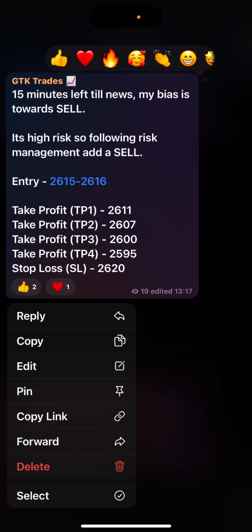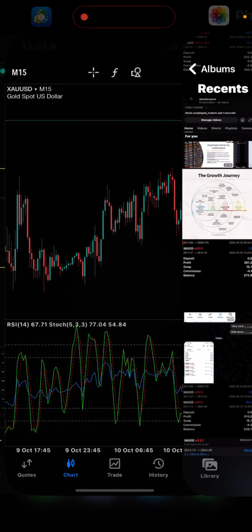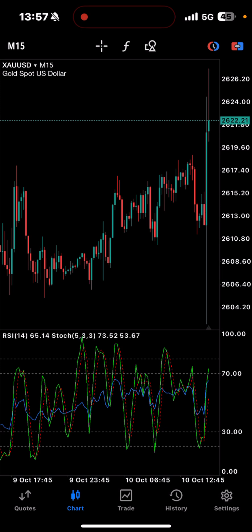Now, I want to quickly take you guys to MetaTrader 5, which I use. You can be using MetaTrader 4 or 5. The rules apply the same to both of them. It's just a difference of some features. Now, this is the chart.